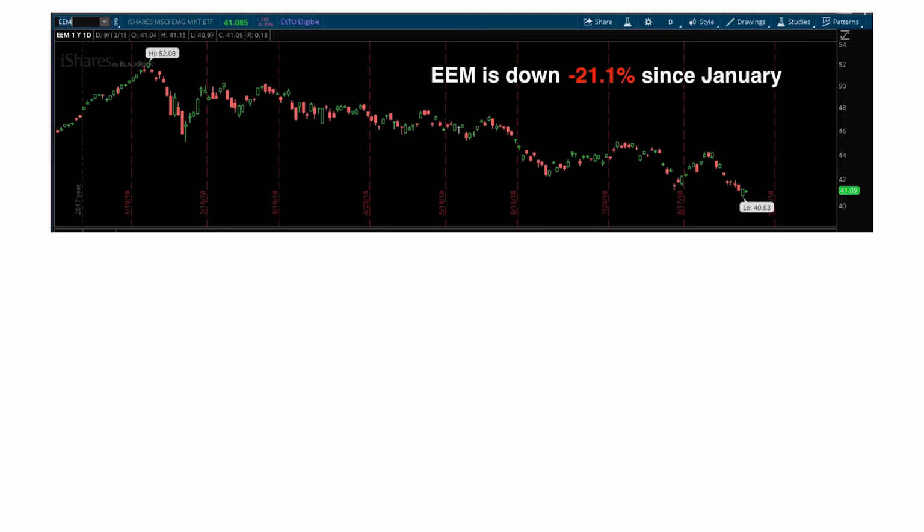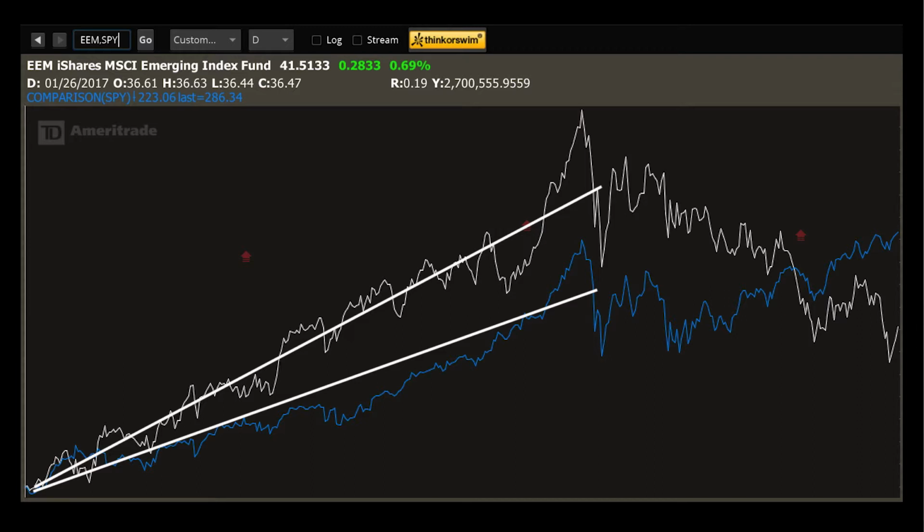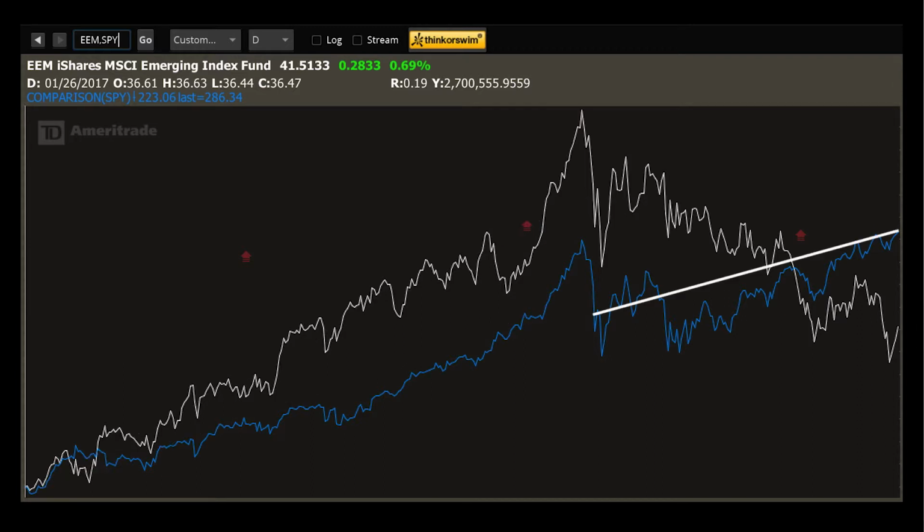And just as a point of interest, this is a chart showing the performance of both emerging markets, EEM, and the S&P 500, the SPY. You can see that for a year they were tracking quite closely. But after the correction from February to April, the S&P 500 has now fully recovered and recently made a new all-time high, whereas emerging markets continued lower and are now down 21%. This is a strong divergence and one I'll be watching closely going forward.